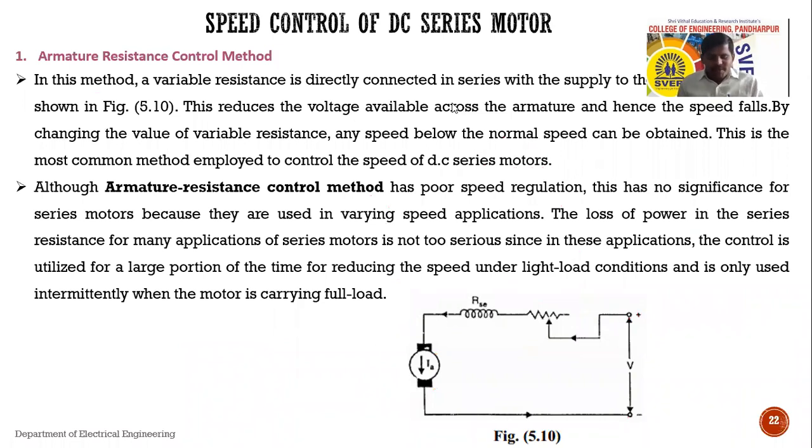Okay, so in this way we conclude today's point, as well as this second unit, that is the DC series motor. From the next lecture we will start the next unit, the third unit, testing of DC machines.